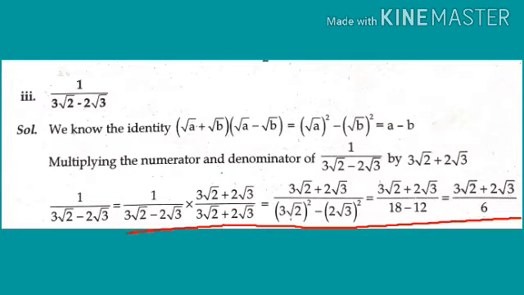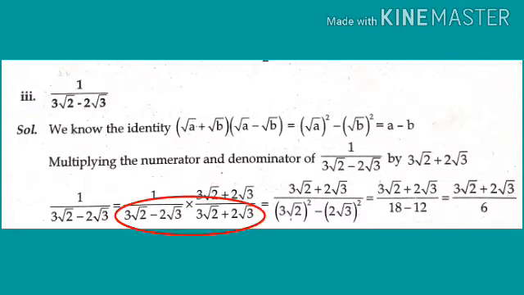That is equal to 1 by 3 root 2 minus 2 root 3 into 3 root 2 plus 2 root 3 by 3 root 2 plus 2 root 3. Multiply the numerator part: 1 into 3 root 2 plus 2 root 3 is equal to 3 root 2 plus 2 root 3 by, and the denominator part multiply.